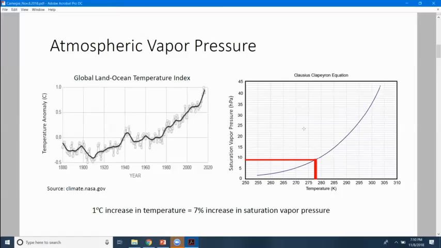And so if we've seen about a 1 degree increase in temperature, that's essentially the thickness of this red line, and it's about a 7% increase in the amount of water vapor the atmosphere can hold. So that alone tells us we can expect heavier rainfall events. But that doesn't completely explain the increases that we've seen.